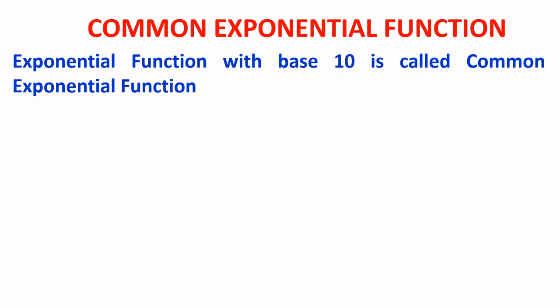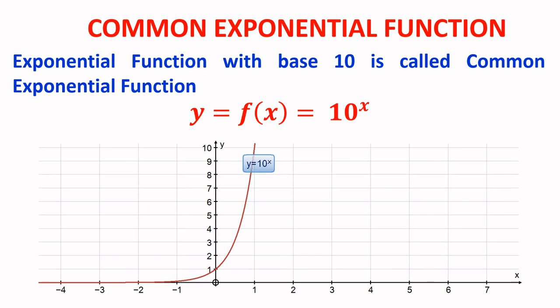Let us go to some common exponential functions. The exponential function with base 10 is called the common exponential function. For example, y is equal to 10 power x. We saw a power x: 1 power x, 2 power x, 3 power x and so on. This is the graph of y is equal to 10 power x, and you can see that it passes through (0, 1).